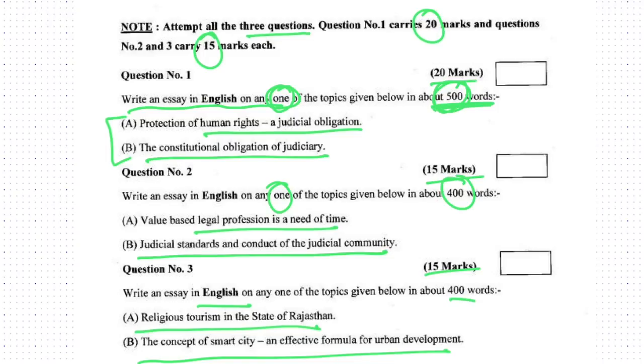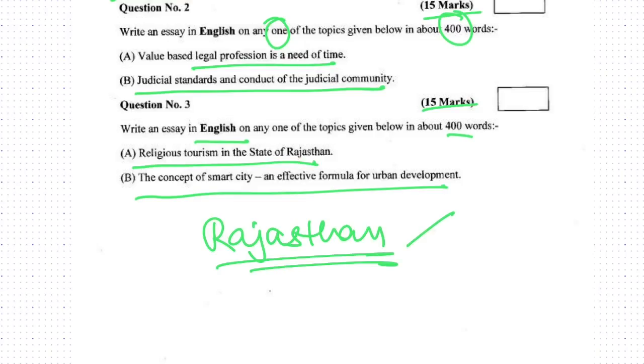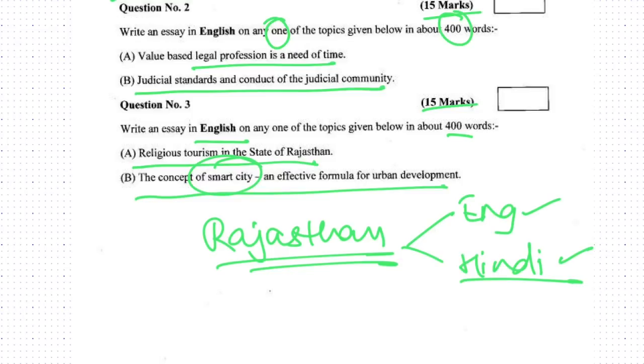So with Rajasthan Judiciary, one of the things is that they always somehow have essays on Rajasthan related topics. So that is one topic that you must cover in both English and Hindi essays. So be it tourism or ecotourism, or a concept like, over here, smart city, or some sort of town and city development. All of these topics they often like to repeat in both English and Hindi essays. So that is something that you must cover.